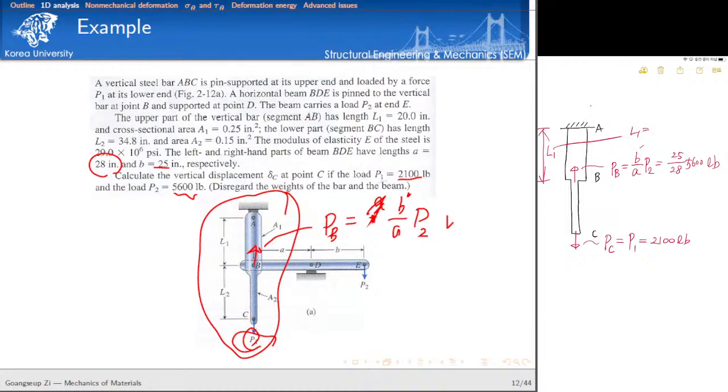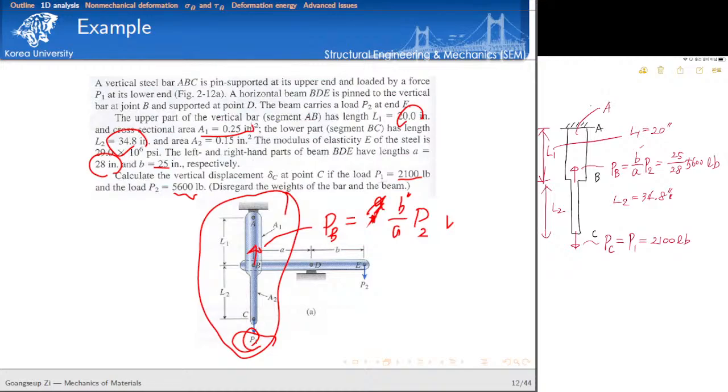L1 is equal to, here, 20 inches. And then how about L2? So L2 is, let's check in this example, 34.8 inches. Okay. And how about cross-section area? Cross-section area A1 is 0.25.